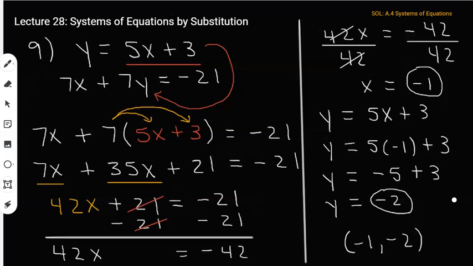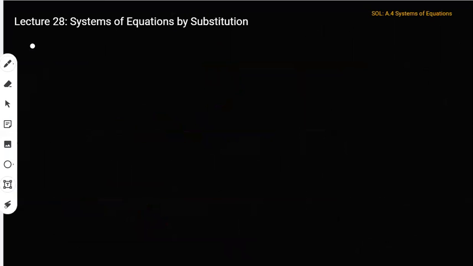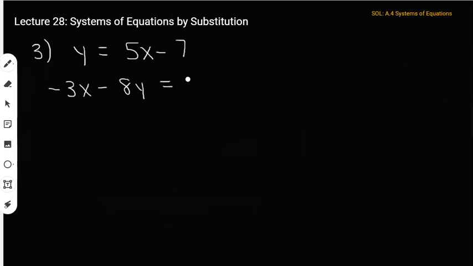Okay. We're going to do one more together. Let's do number 3 on the classwork. Yeah, I will at the end. But let's all do number 3 together. Okay, so I've got y equals 5x minus 7. And then on the bottom, I'm going to have negative 3x minus 8y is equal to 13.